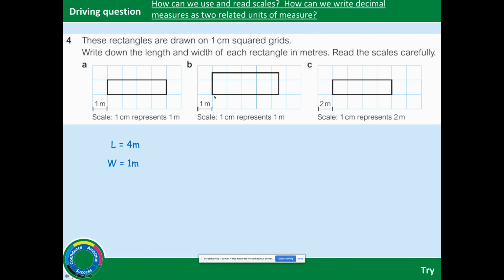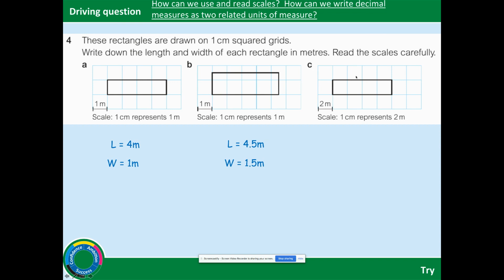So if we look at B, again, we've got 1 square is 1 metre. 1 centimetre represents 1 metre. So we've got 1, 2, 3, 4 and a half. So it's 4.5 metres. Our width is 1.5 metres.